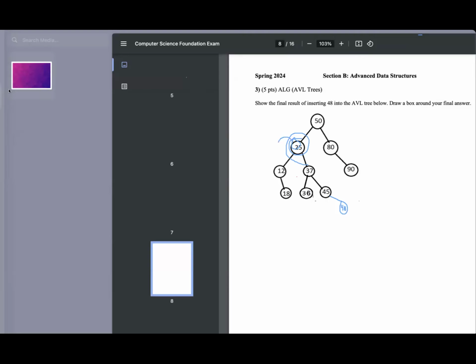Okay, so I'm gonna go ahead and do this real quick. So we're inserting 48 and we're heavy here. We're very left heavy at the moment, and we want to go ahead and do a rotation. We're actually going to be doing this for the first rotation. So 50 remains there.